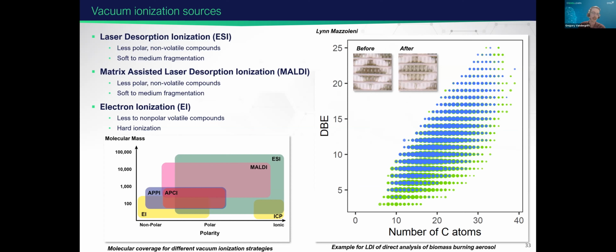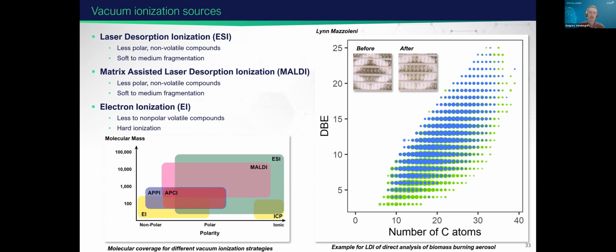We also have electron ionization, which is the ionization source that we use on our GC QTOF instrument. And on the right-hand side, again, from working with Lynn Mazzolini and Amna Ihaz, we have an example of what laser desorption ionization looks like for a biomass burning sample.